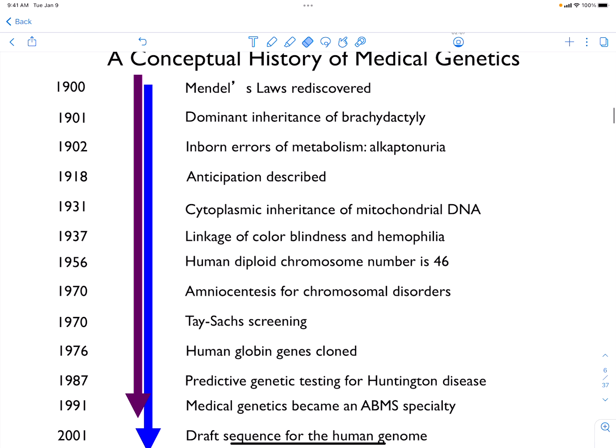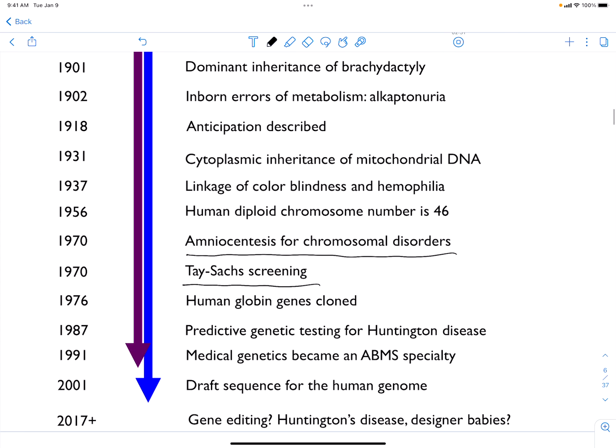So in the 1900s, we rediscovered Mendelian laws, and we have evolved from there to do screening for certain genetic disorders, such as Tay-Sachs disease. Screening started in the 1970s. We also started amniocentesis for chromosome disorders in the 1970s. We have some tests for certain diseases, such as Huntington disease that runs in families, so we can do predictive genetic testing for this disease. And of course, in 2001, the Genome Project, we have our full human genome that has been sequenced.